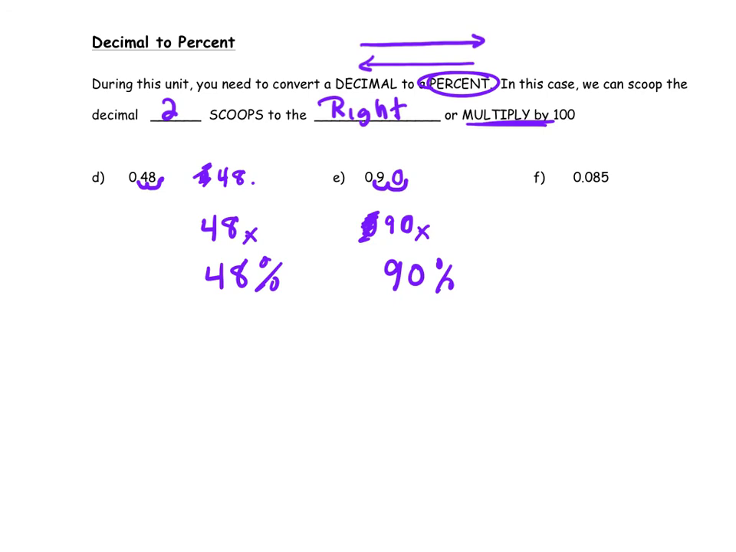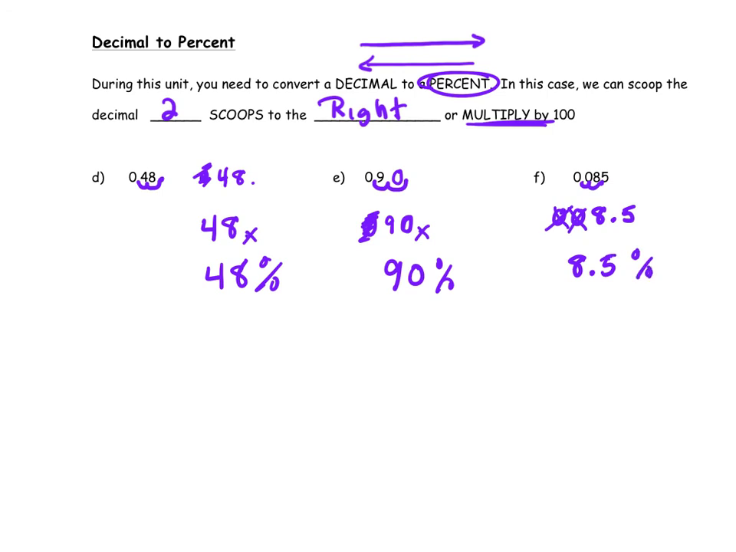So let's try our last. We're going to scoop once. We're going to scoop twice. Oh, but this time the decimal is trapped between 2 numbers. So I have to keep the decimal. The decimal has to stay, but I don't have to keep these 2 zeros in front. So this would be 8 and 5/10%.